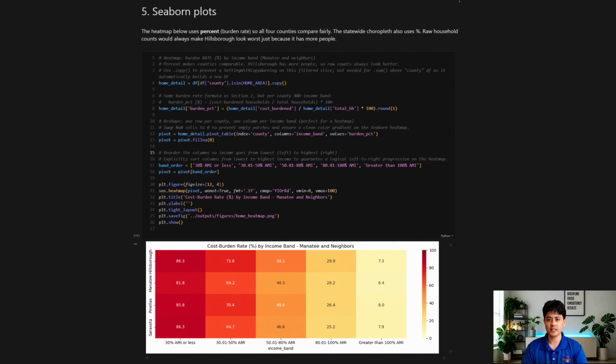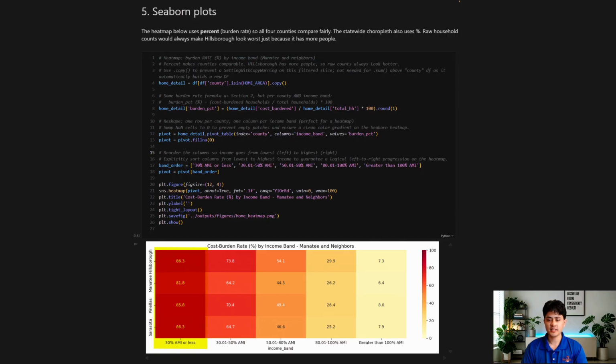I pivot the data frame to map counties against the 5 core AMI brackets, applying the yellow, orange, red color palette. The visual matrix immediately exposes that cost burden isn't evenly distributed. It is heavily concentrated at the bottom of the income scale, where over 80% of households earning 30% AMI or less are actively cost burdened.